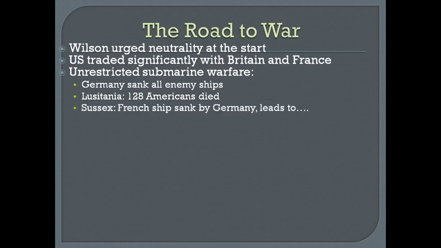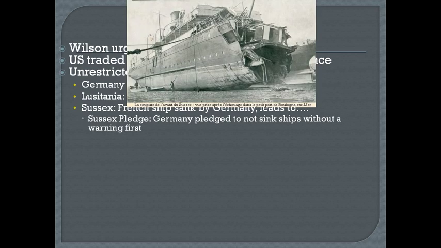Then we have the Sussex, which is a French ship sunk by Germany, and this ultimately leads to the Sussex Pledge. In this pledge, Germany pledges to not sink ships without a warning first, which they break pretty soon.